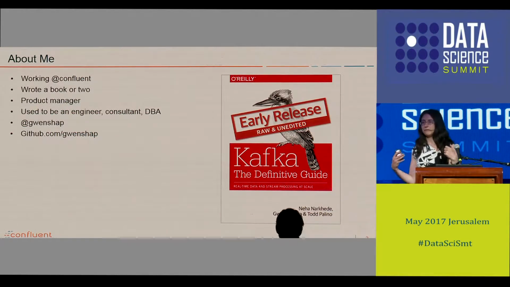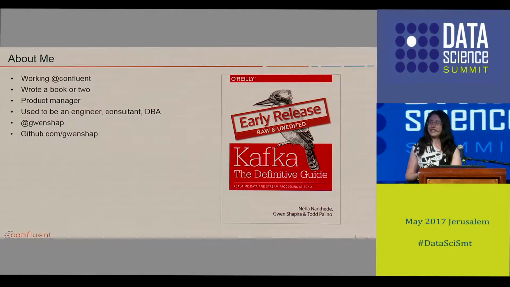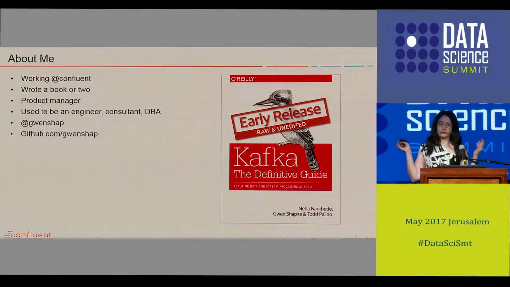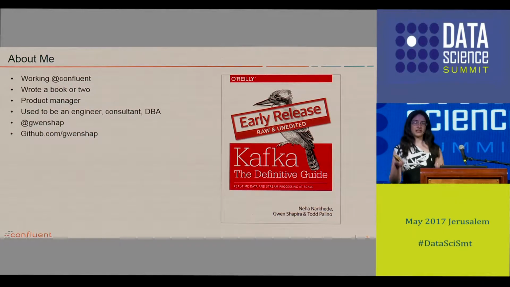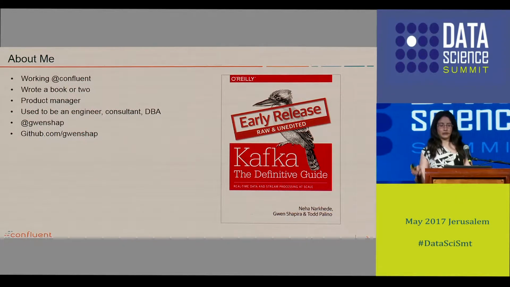I'm Gwen Shapira. Or if you're Israeli, I'm Chen Shapira. I currently work for Confluent, which is the company that does Apache Kafka, and we do a lot of data integration and stream processing things. I wrote a book about that. I'm currently a product manager, formerly an engineer, formerly a consultant. I tweet a lot if you have a 140-character question about Kafka.